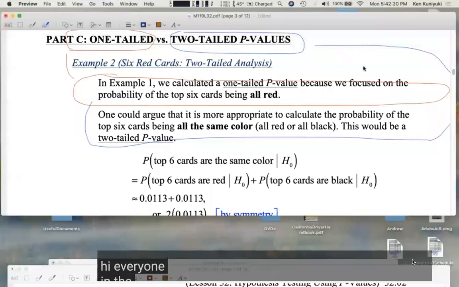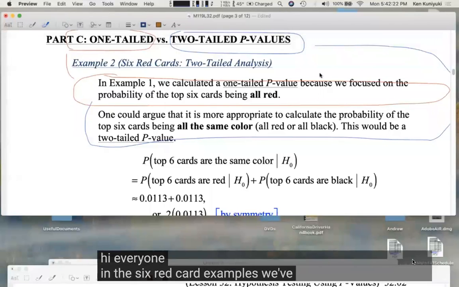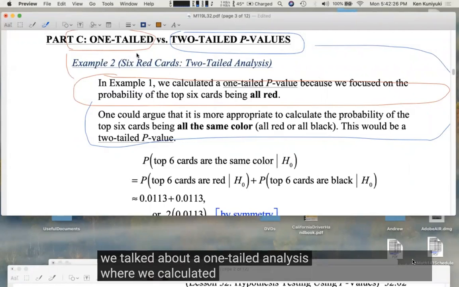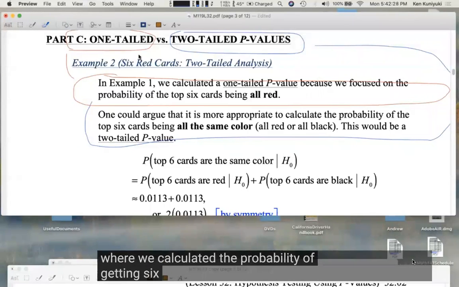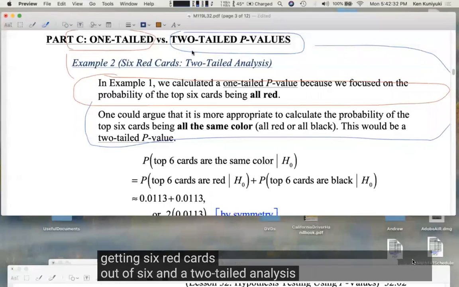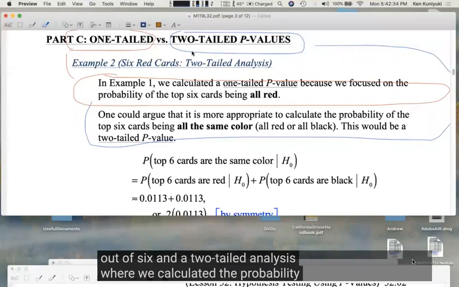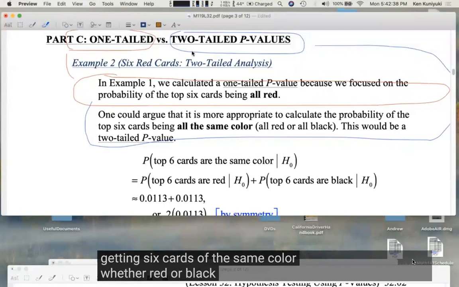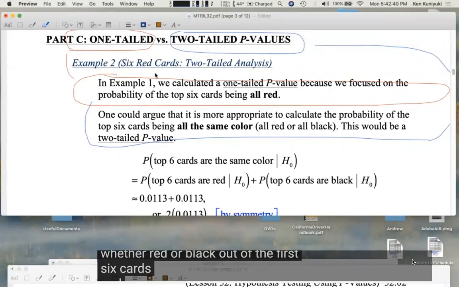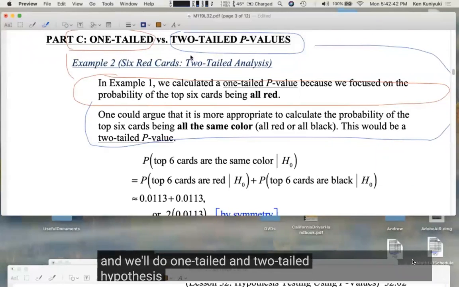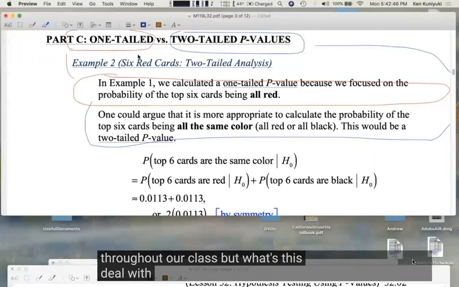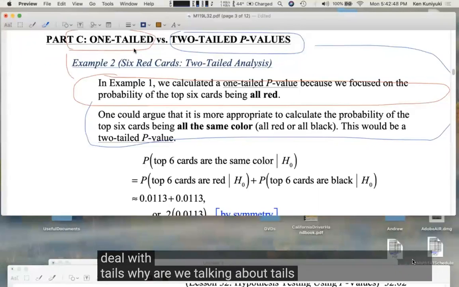Hi, everyone. In the 6 red card examples we've seen, we talked about a one-tailed analysis where we calculated the probability of getting 6 red cards out of 6, and a two-tailed analysis where we calculated the probability of getting 6 cards of the same color, whether red or black, out of the first 6 cards. And we'll do one-tailed and two-tailed hypothesis tests throughout our class. But what's this deal with tails? Why are we talking about tails?